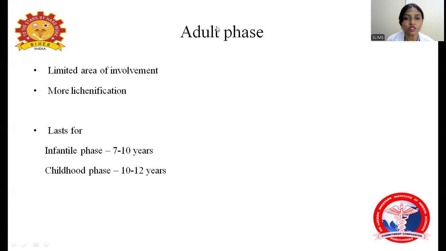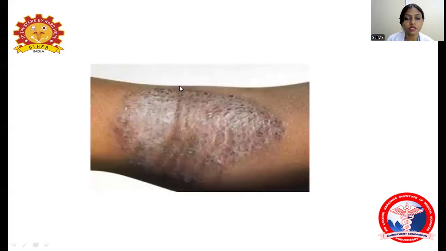Now coming to the adult phase, in adults, eczema will start involving limited areas, and lichenification will be a more prominent feature of the adult phase. The infantile phase will last for about 7 to 10 years, and the childhood phase will last for about 10 to 12 years. This image is a good example of lichenification, where the skin is thick and pigmented and the skin markings are prominent. This is lichenification, which you can see in the adult phase, and the site of involvement is the cubital fossa.